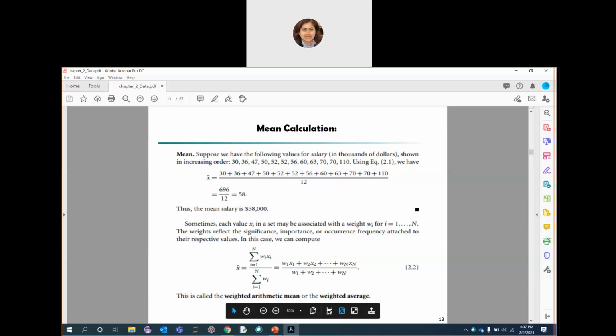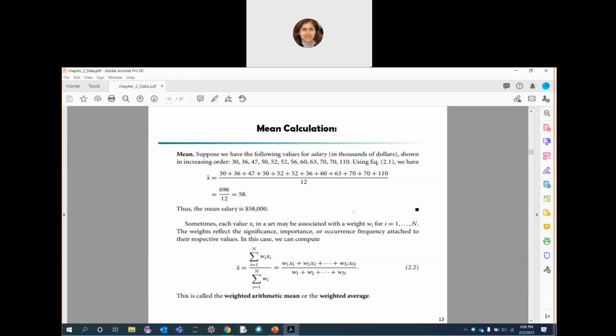So within these values, how do you find the mean? You just have to add all the salary values available, divided by the total number of values. If you count them, it will be 12. So here it's 58. So you are just converting the 58 to the units of thousands of dollars. So 58,000.